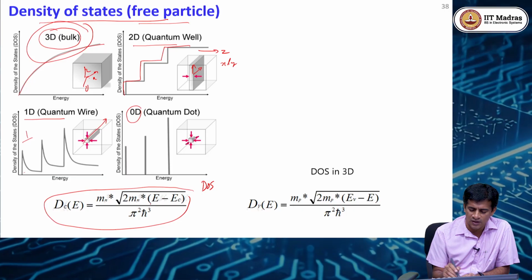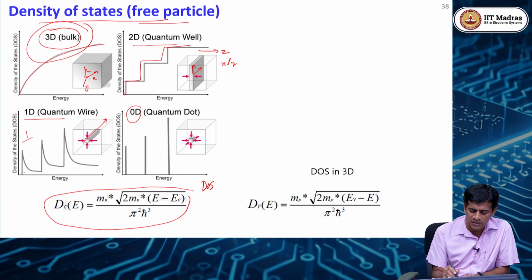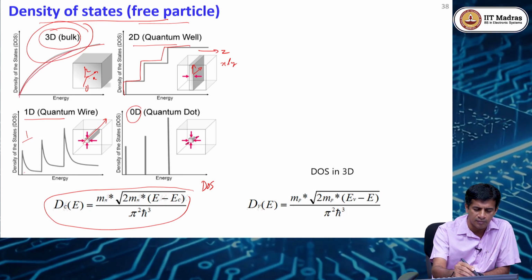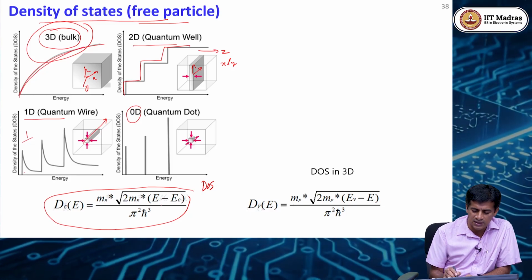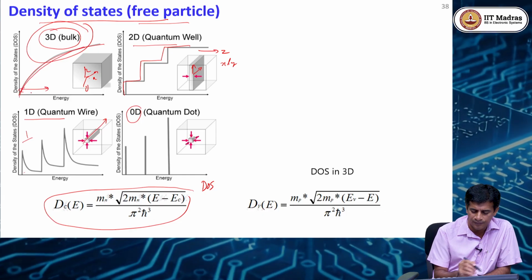So this is known as the density of states effective mass, and the density is proportional to the square root of E minus EC. This is the term. As E increases, this is EC, and this is E minus EC. That is this delta.